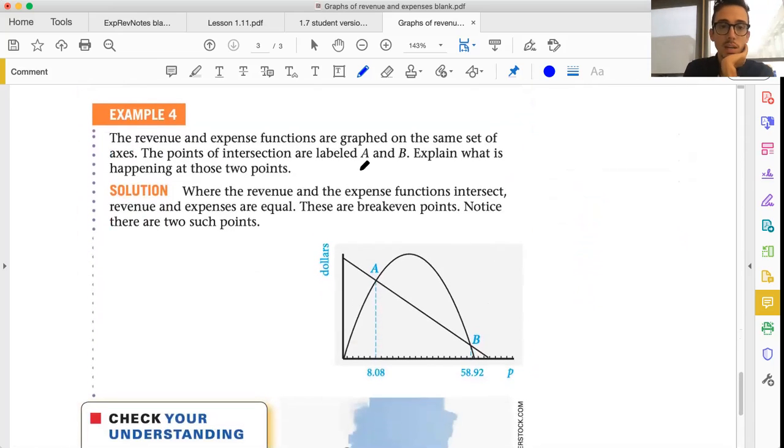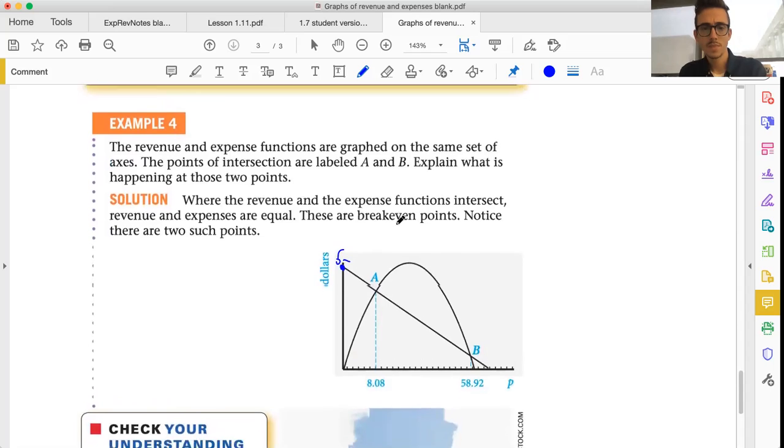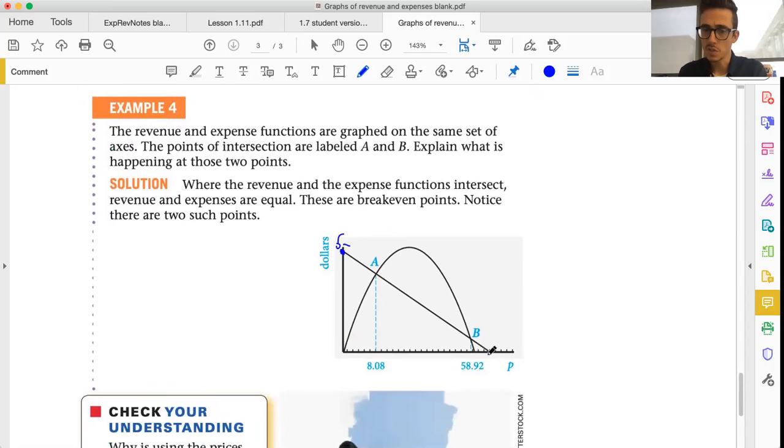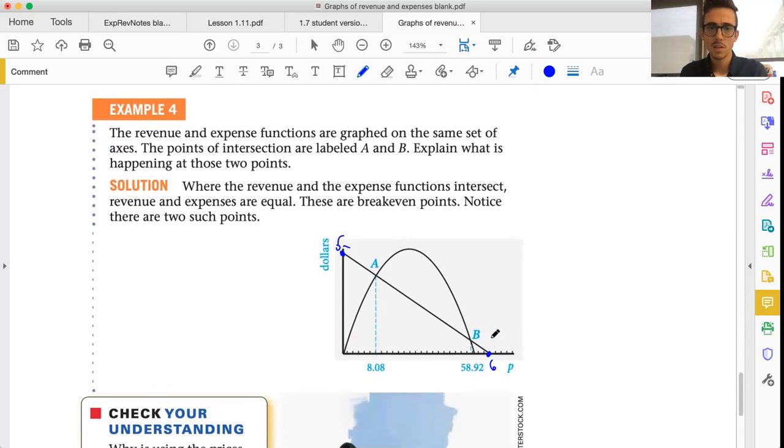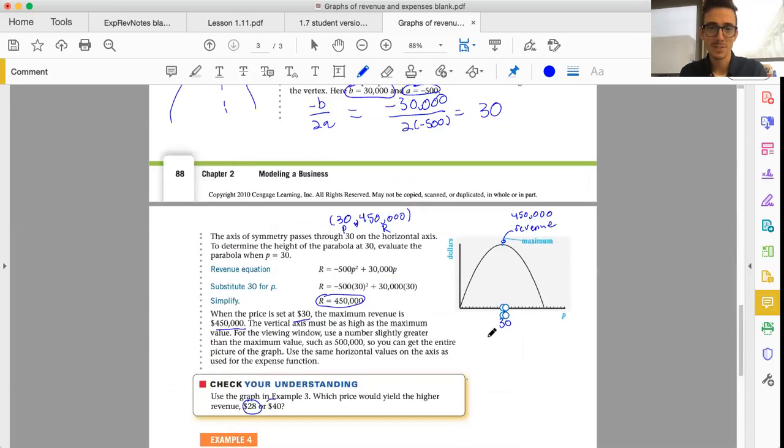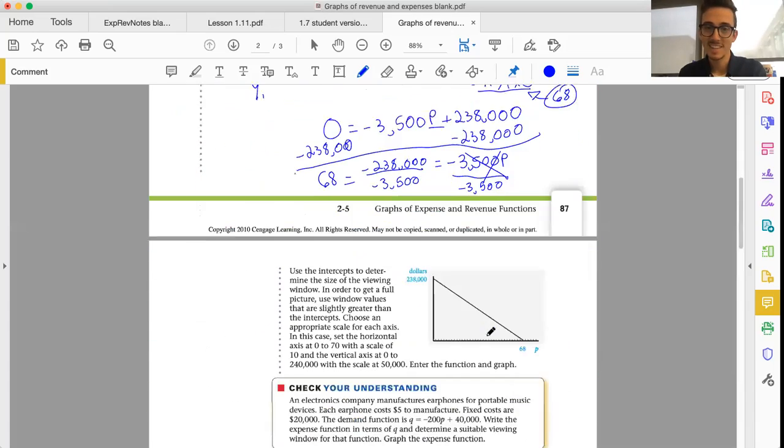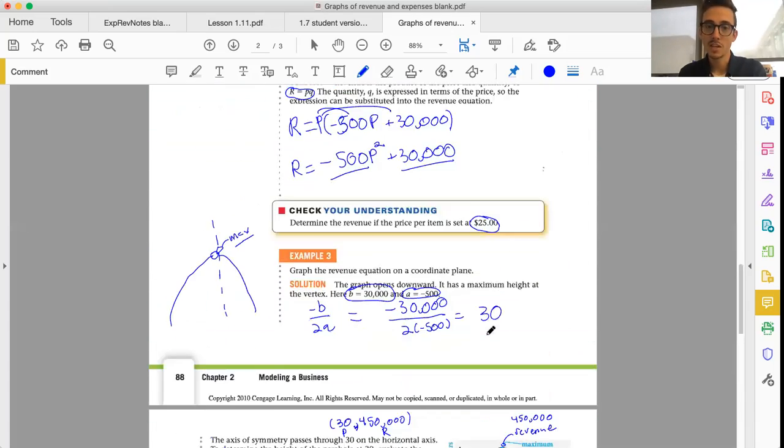The revenue and expense functions are graphed on the same set. The points of intersection are labeled A and B. So recall this line, the linear one, was what we already did. Remember that up here, this was 238,000. Was it? It was some number. I think over here it was 62, right? 62 or 60. It's going to kill me if I don't get this right, actually. So let me just back up and check it. 68 and 238,000. Okay.